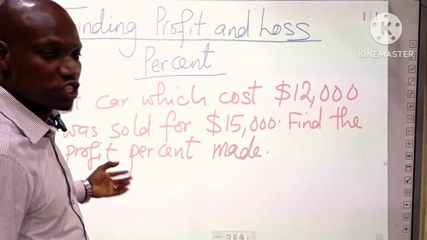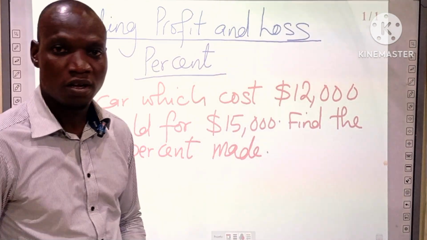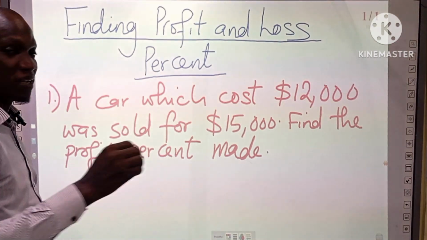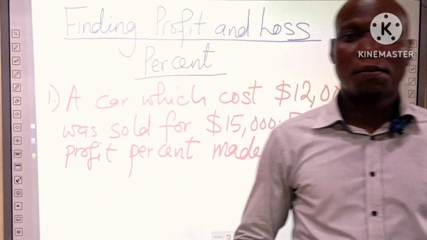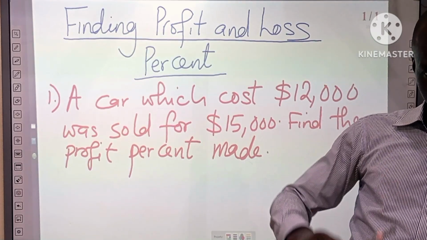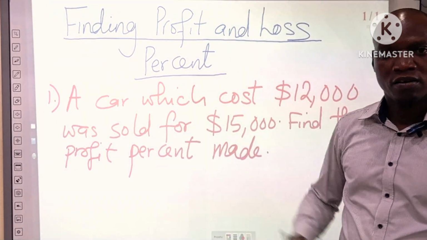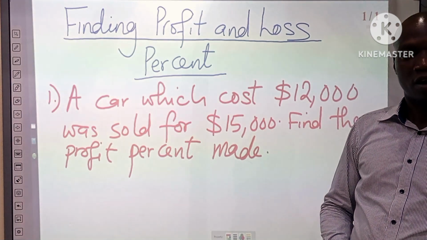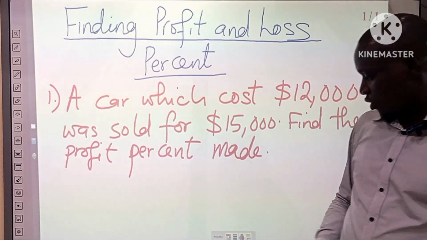A car which cost $12,000 was sold for $15,000. Find the profit percent made. Now, percentage profit is simply calculated by writing the profit over the cost price multiplied by 100 all over 1. Let's go into the calculation board to see how we can solve this simple question.